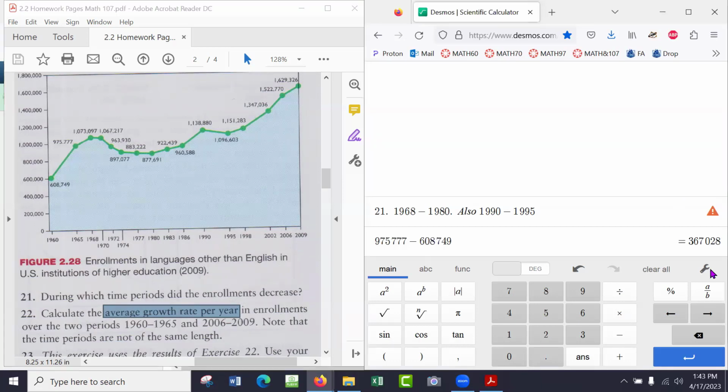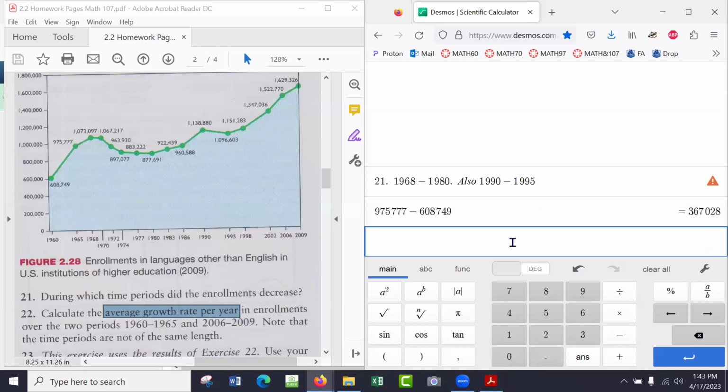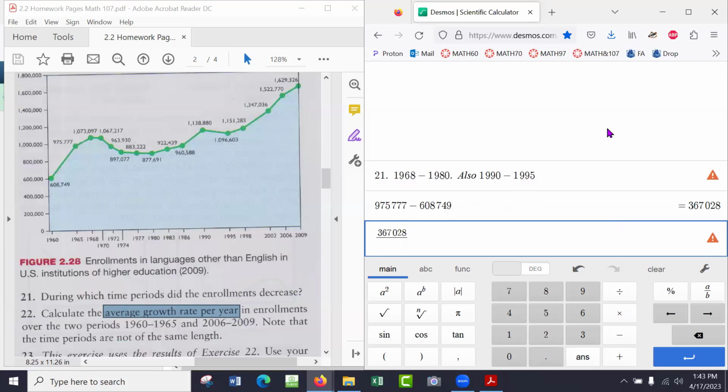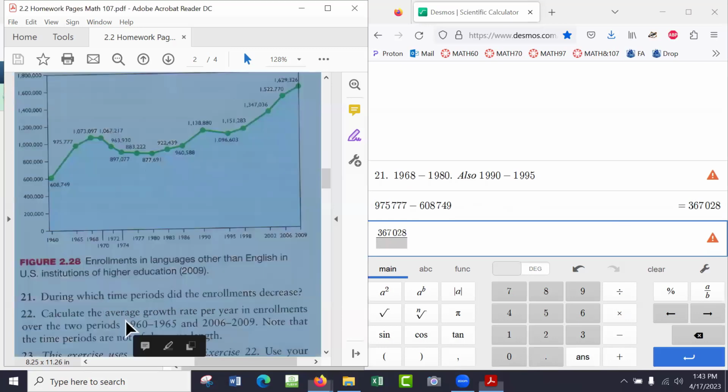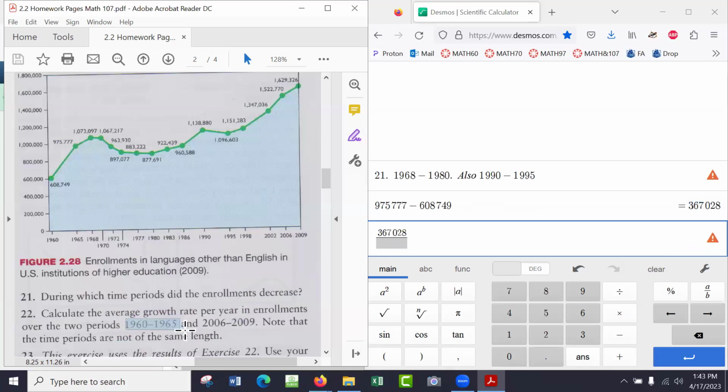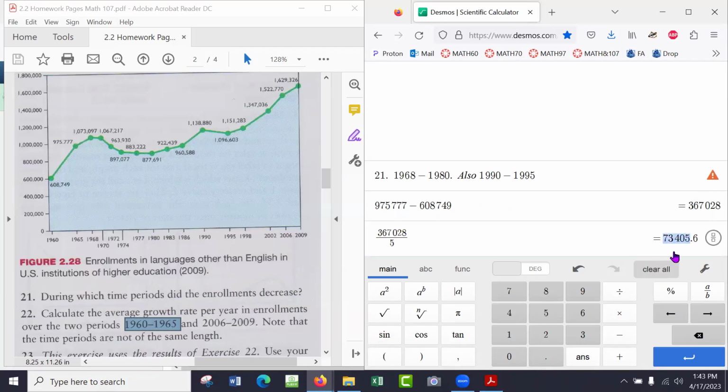Okay. Now, the total growth rate is 367,000 students. Okay. So what's the average growth rate? You take that number, 367,028. And you divide it by the number of years in that time period, which is 5 years. 1960 to 65 is 5 years, right? 5 years. So you just divide it by 5. And that's what the average growth rate is, 73,000. See that? That's the average growth rate. So on average, the enrollment increased by 73,000 each year.